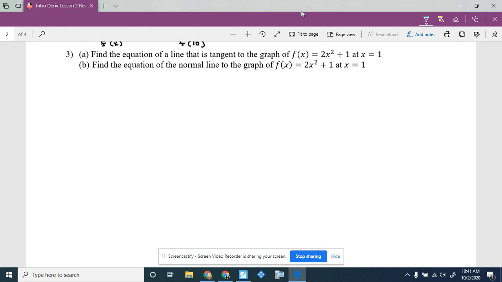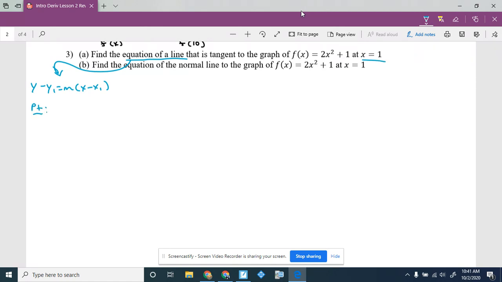We'll forget about part B for a second. As soon as I see the equation of a line, I am thinking point slope: y minus y1 equals m times x minus x1. Now, in order to use the point slope formula, I need a point and a slope. So maybe I'll get the point first because it's pretty easy.